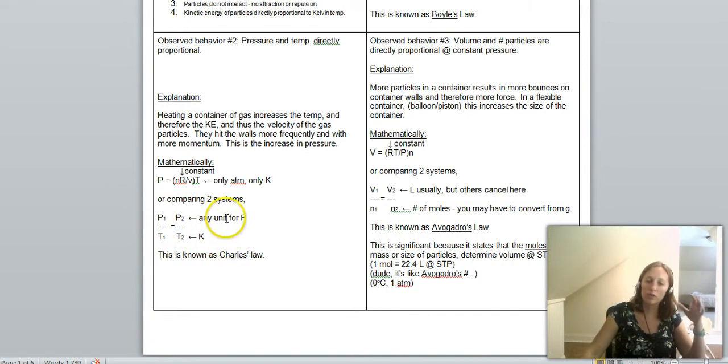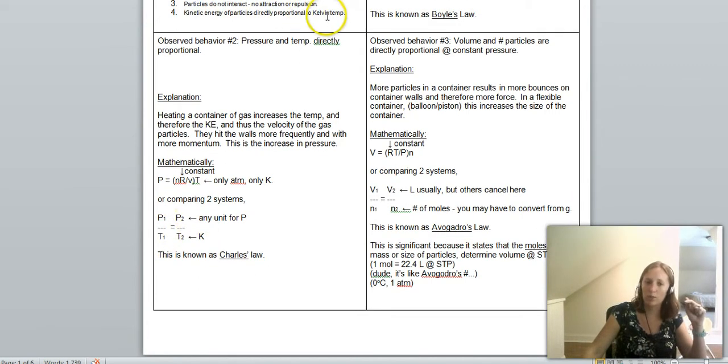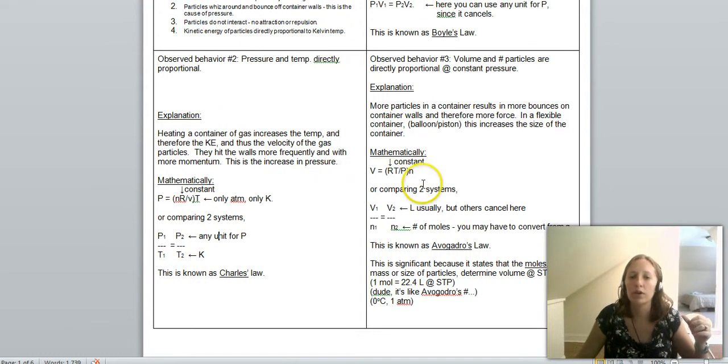And because we're comparing two systems, the same system under two different conditions, you can get away with cheating on the units for P. So you can use millimeters of mercury here. However, because of assumption 4, it's directly proportional to Kelvin temperature. You've got to use kelvins for the T's. This is Charles's law. All right, number 3.